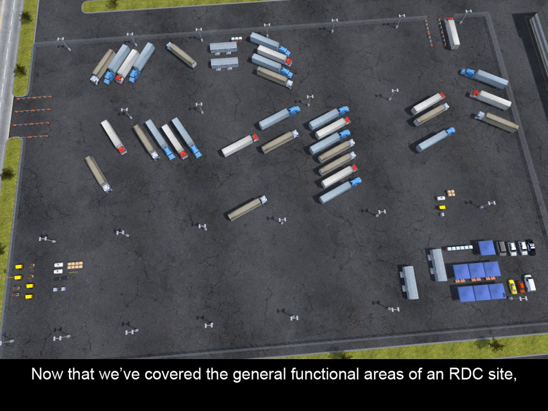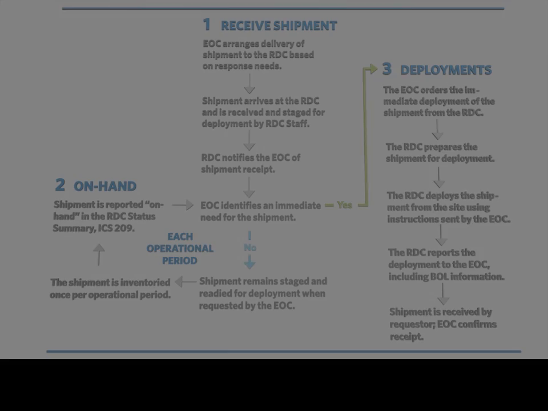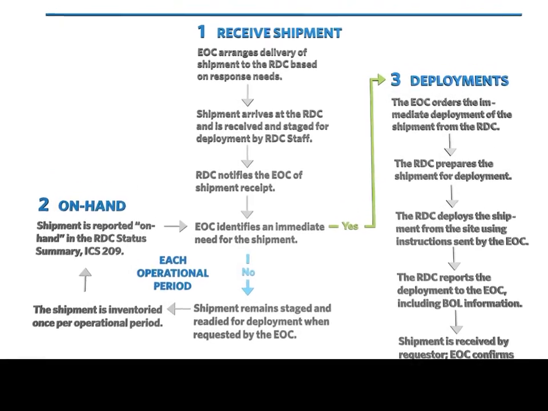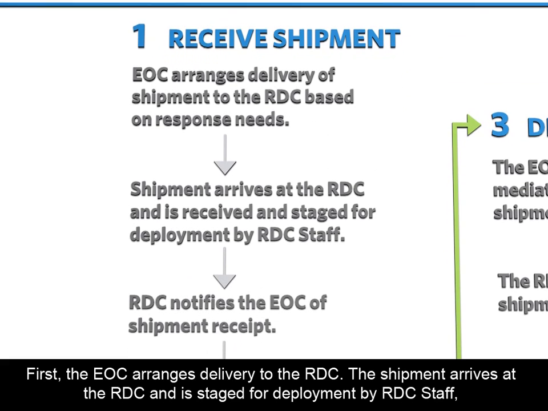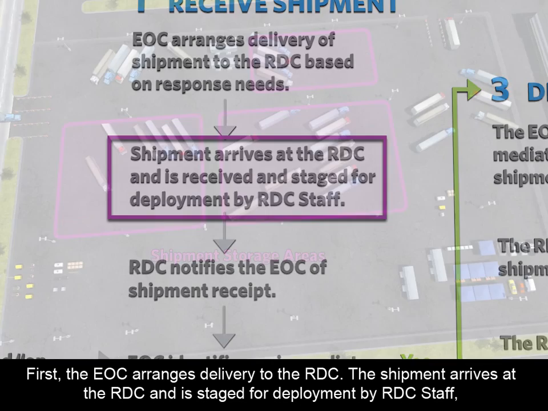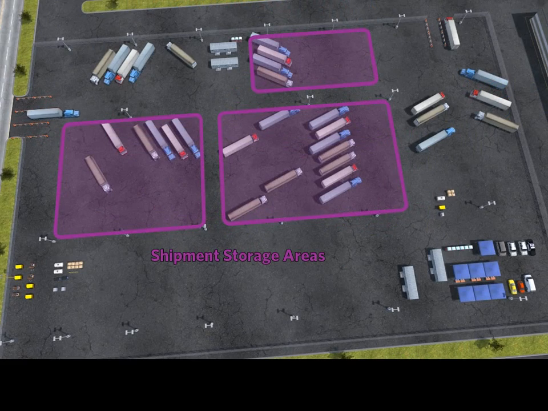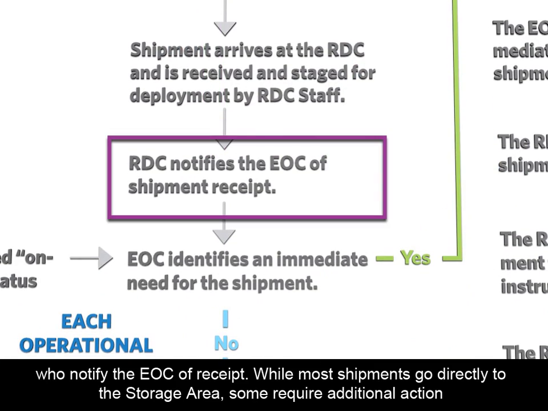Now that we've covered the general functional areas of an RDC site, let's take a look at the conventional workflow employed in RDC operations. First, the EOC arranges delivery to the RDC. The shipment arrives at the RDC and is staged for deployment by RDC staff, who notify the EOC of receipt.